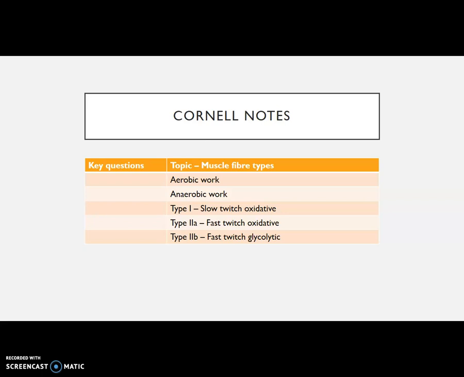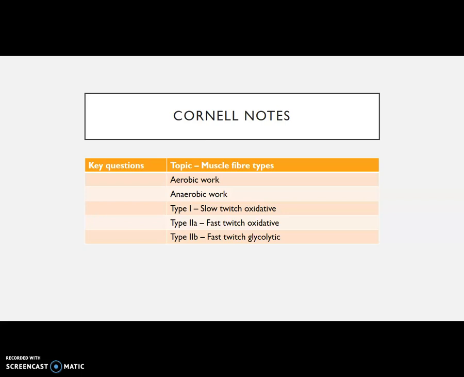Conversely, anaerobic work is done at high intensity, short duration exercise in the absence of oxygen. So underneath anaerobic work, on your Cornell notes you should just have high intensity, short duration exercise in the absence of oxygen. For example, power events such as a shot put, javelin, 100 metre sprint.